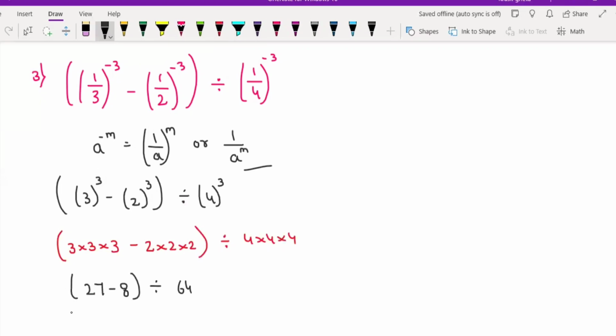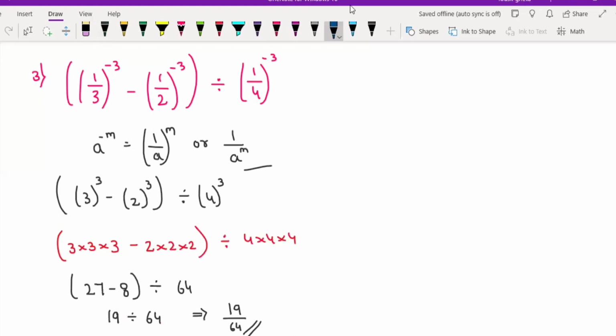Right. Okay, so 27 minus 8 will give the value as 19, divided by 64. So we can write 19 by 64 as our final solution. Hope everybody is getting the right answer.